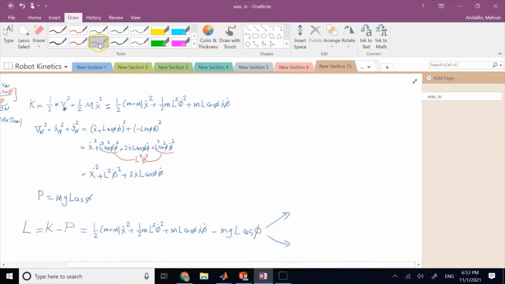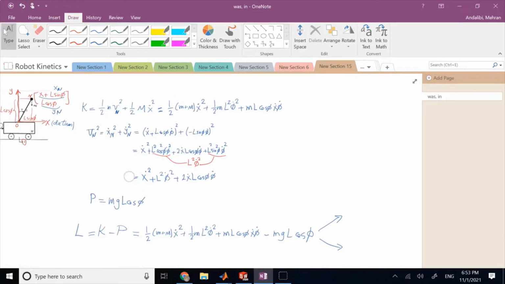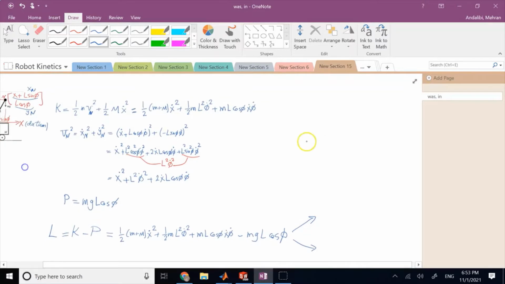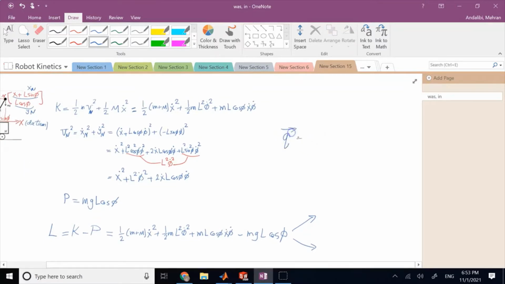So here note that the generalized coordinate has two components, x and phi. So your q here is x and phi. When you calculate the partial of L with respect to q, you have to have two terms. One of them is partial of L with respect to x. The other one is partial of L with respect to phi. Clearly, you see there is no direct x term anywhere, so this is going to be 0. The only phi term is the last term, so it is going to be mgl sine of phi.